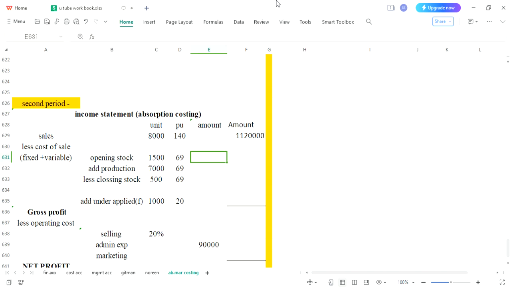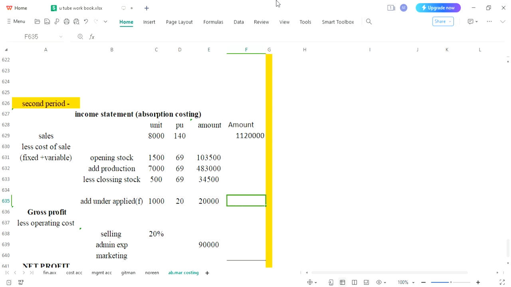Now we'll calculate our opening stock. For that, units would be multiplied by per unit. Units are here 1500 and we will multiply 69 per unit. Opening stock is here. Production cost units 7000 multiplied by 69 production cost, and now closing stock units 500 would be multiplied by 69. We have our closing stock. And then under applied units are 1000 multiplied by 20. It means cost of under applied has also been calculated.